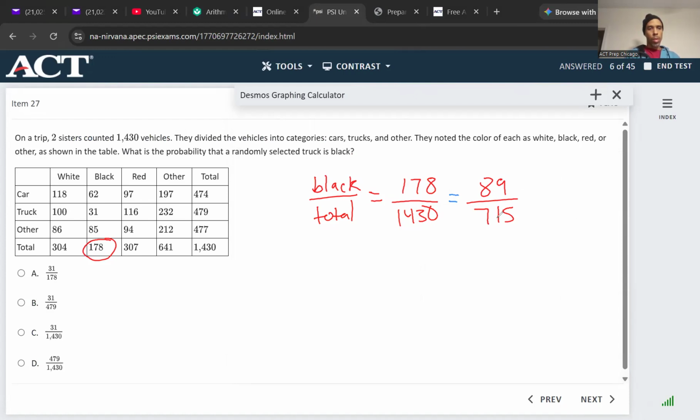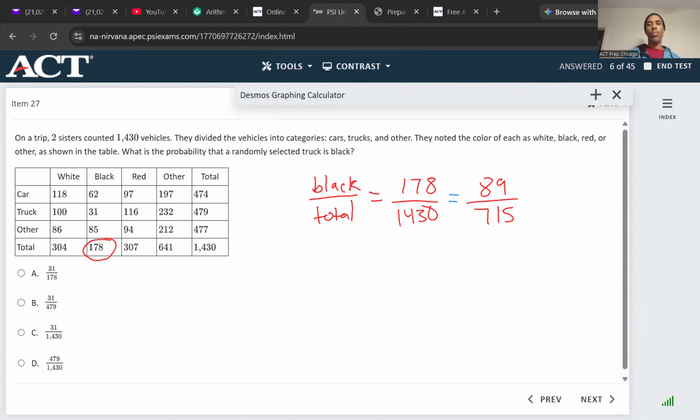On the trip, two sisters counted 1430 vehicles. They divided the vehicles and noted the color of each. What's the probability that a randomly selected... Oh, I missed that. Glad they didn't put this answer on there. Sorry, guys, but I'm doing these in real time. These aren't rehearsed, so what was my mistake?